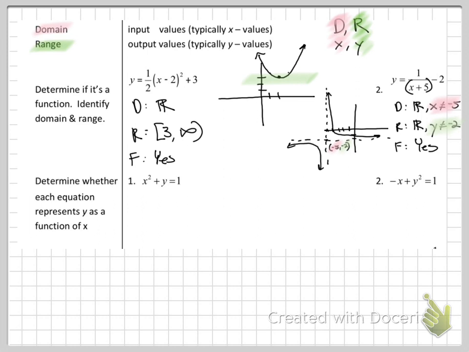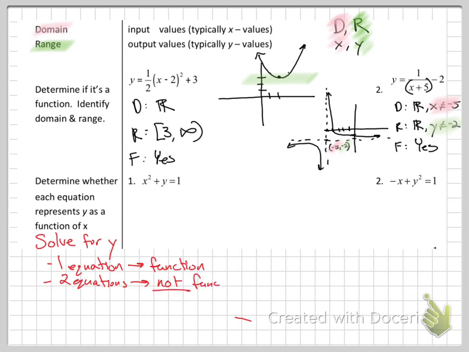Another way to do this without graphing it, well, because we're not asked for the domain and range in this one, we're just asked whether it's a function or not, so graphing it seems kind of pointless. We can, step 1, solve for y. If you get one equation, that means every x has only one output, one y, so it is a function. If you get 2 equations or more, it is not a function. You'll see what I mean when we do these examples.